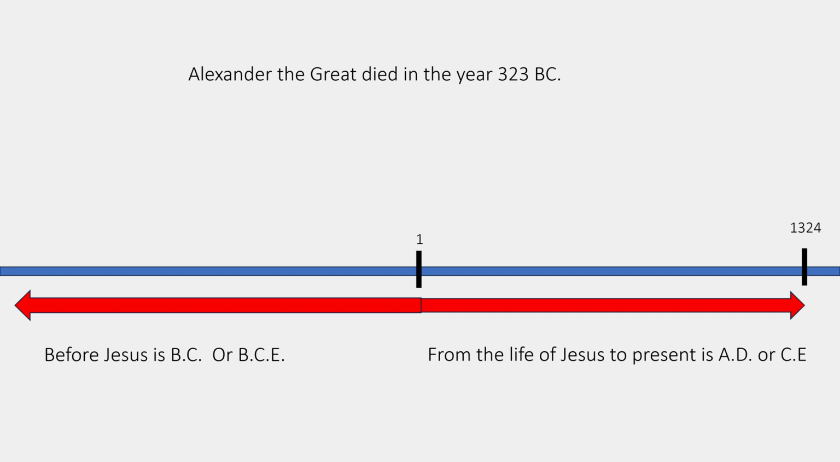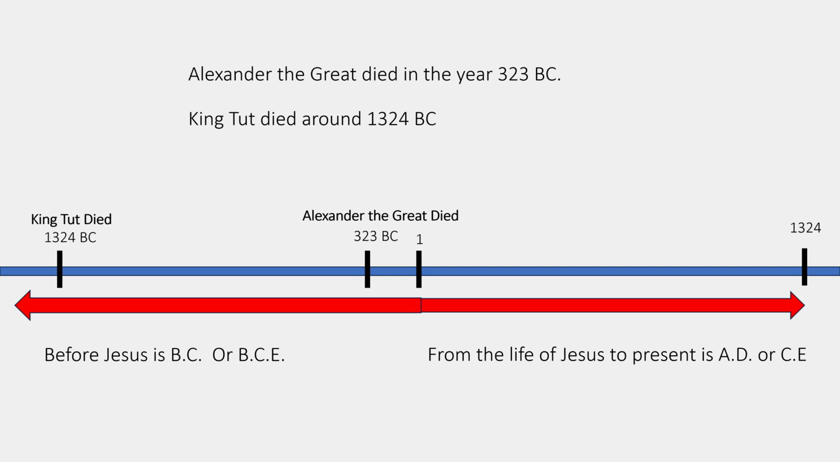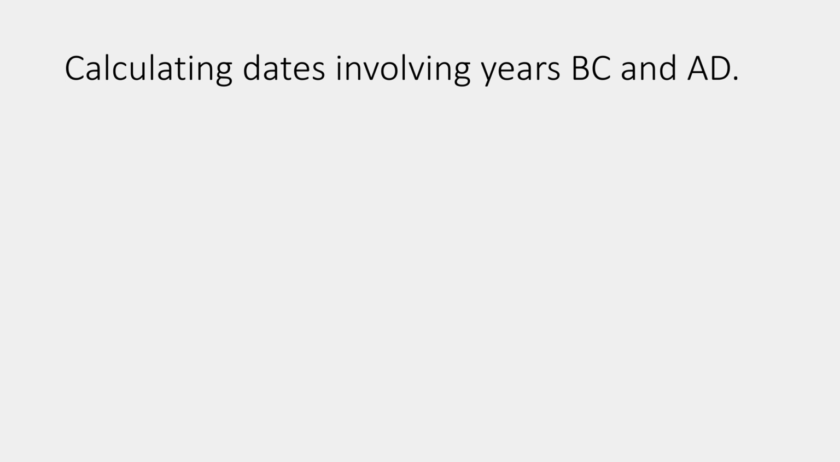Alexander the Great died in the year 323 BC. So on our tiny graph, before Christ, we will put it somewhere up here, 323 BC. King Tut died somewhere in the year 1324 BC. On our timeline, we'll put it right here. Marco Polo died the same year, only in AD, so we will put a tick mark right here and 1324 right up here.